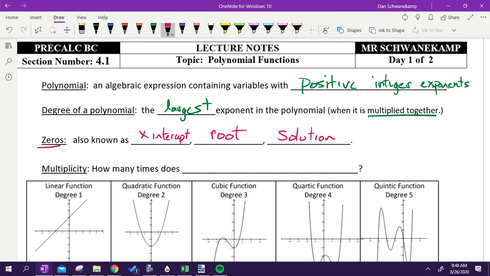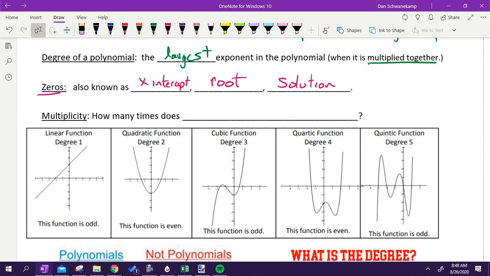It is not the same thing as a factor. Okay, a factor is written before you set it equal to 0, but it's going to get you close to the right answer. Multiplicity seems a little weird here, but multiplicity means how many times does the root occur? And we'll explain that here in a second. But how many times does the root occur? That is the multiplicity.